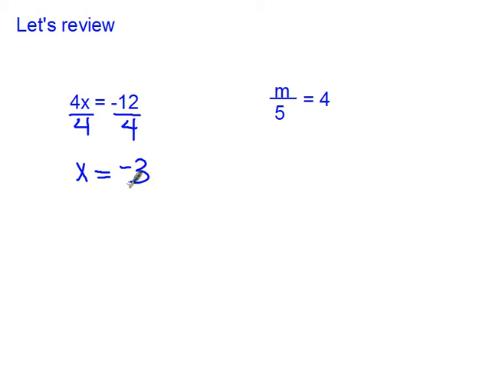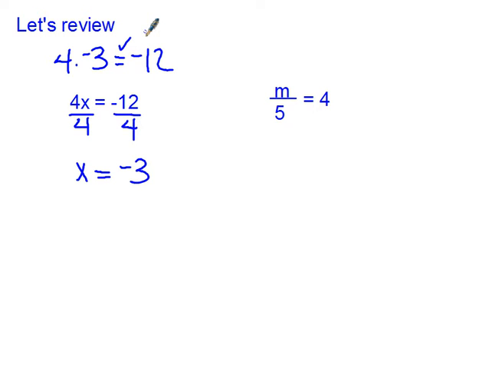Now, as we've talked about in some of these problems with equations or inequalities, it's best if we check our solutions to see if they work. So I would take this negative 3 and plug it back in. 4 times negative 3, and ask, does that give me negative 12? And sure enough, it does. So this one checks out.